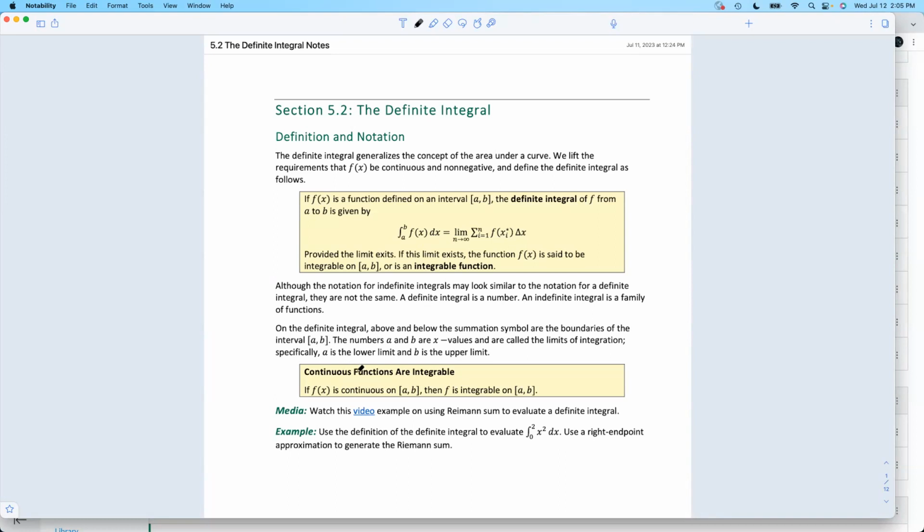Now, all we care about here in this little yellow box is continuous functions can be integrated. It's actually much stronger than that. Any piecewise continuous function can be integrated. So if you can draw a nice pretty graph of something, even if there are jumps and breaks and everything, we can still find the area under the curve. We can still integrate.